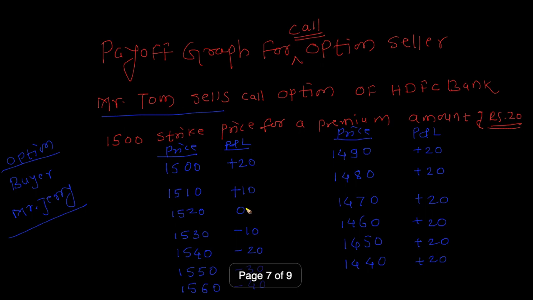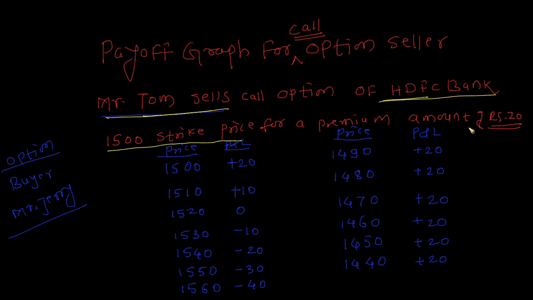So now let's try to understand the payoff graph for the option seller. In our case, the option seller is Mr. Tom. Let's say Mr. Tom sells an option of HDFC Bank, 1500 strike price, for a premium of rupees 20 only. He sells the call option for the premium of rupees 20, and of course our buyer is Mr. Jerry. Now we are concerned about Mr. Tom. What will be his profit and loss as the price moves?